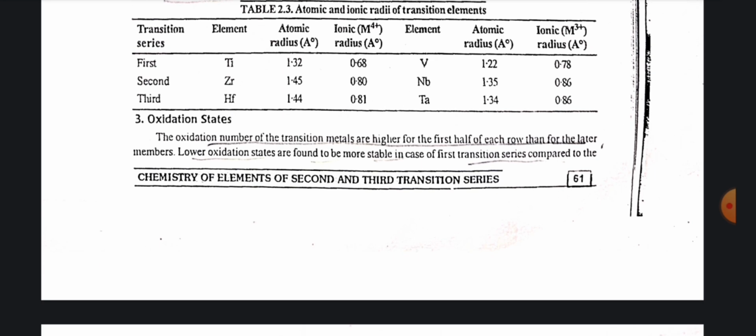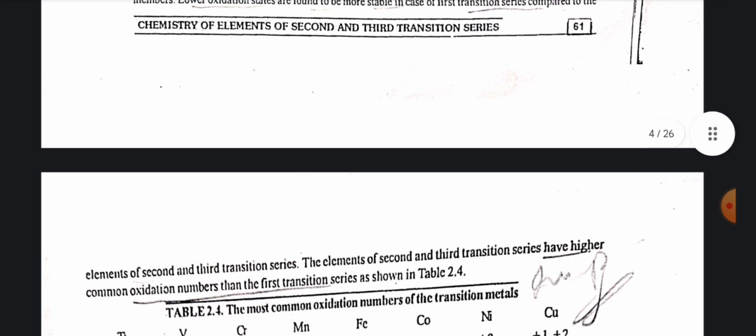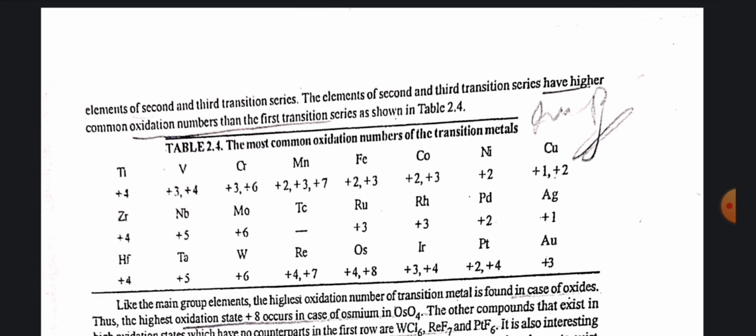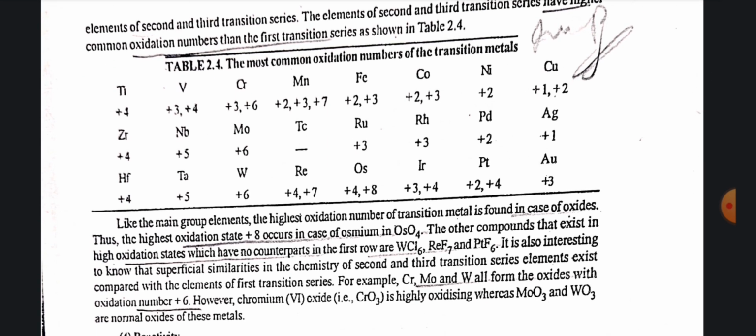Lower oxidation states are found to be more stable in the case of the first transition series compared to the elements of the second and third transition series. The elements of the second and third transition series have higher common oxidation numbers than the first transition series.